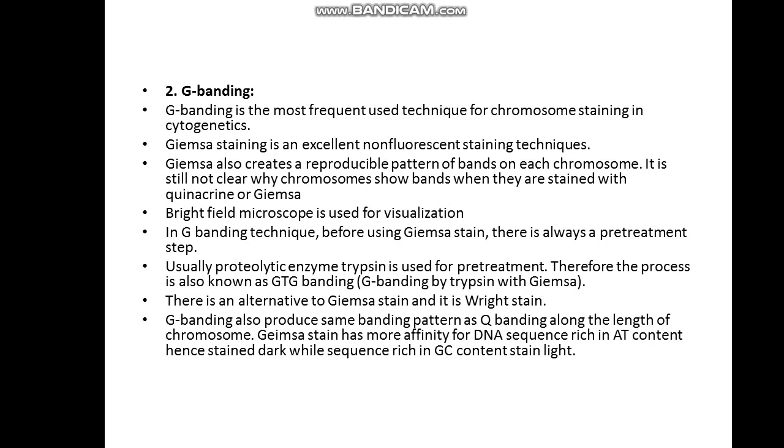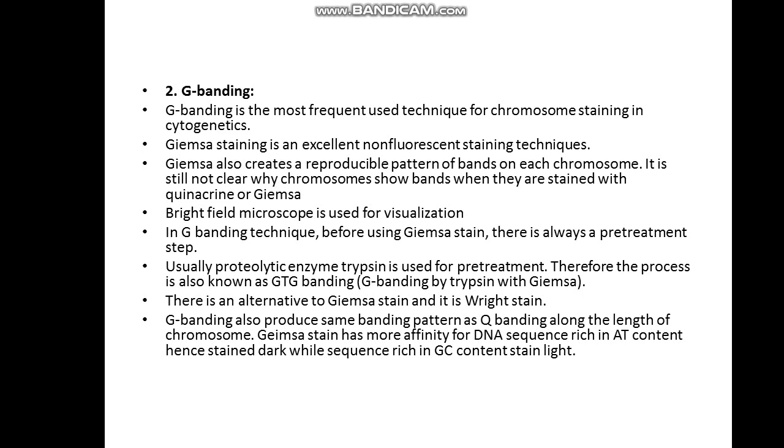The second type of banding is G banding. G banding is the most frequently used technique for chromosome staining in cytogenetics. G stands for Giemsa stain. Giemsa staining is an excellent non-fluorescent staining technique. Whatever we discussed first is a fluorescent staining technique. Giemsa creates a reproducible pattern of bands on each chromosome. It is still not clear why chromosomes show bands when they are stained with quinacridine or Giemsa. A bright field microscope is used for visualization.